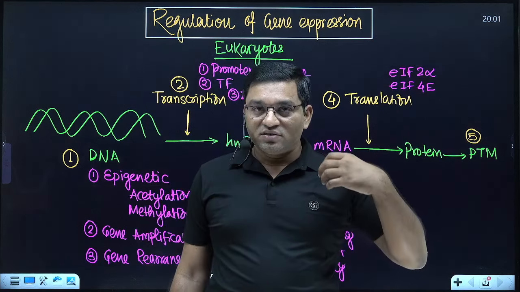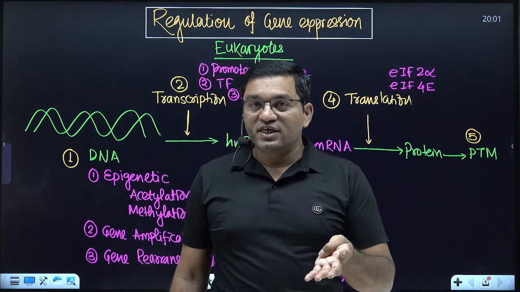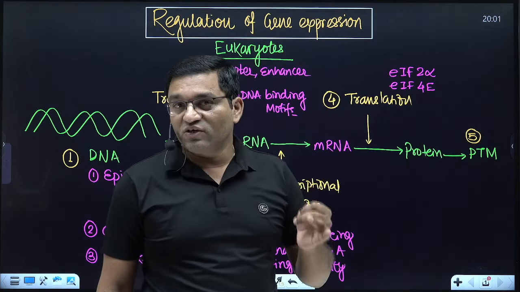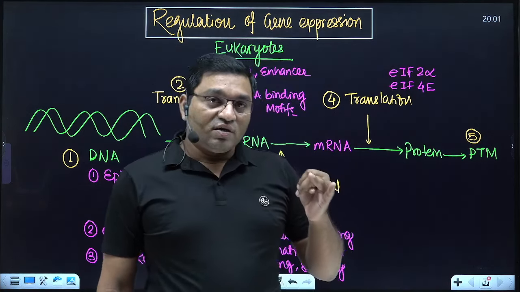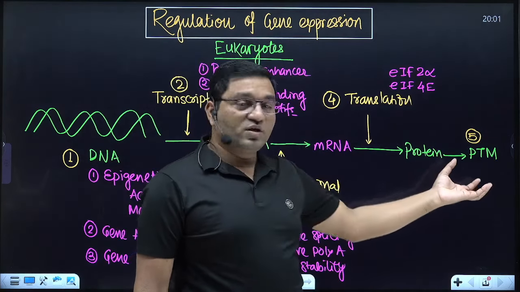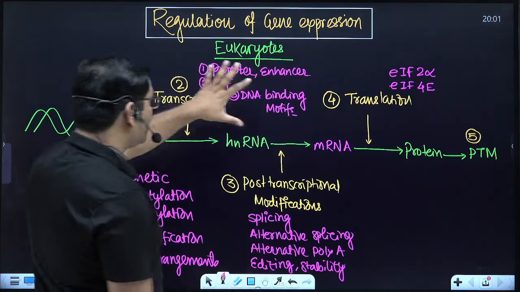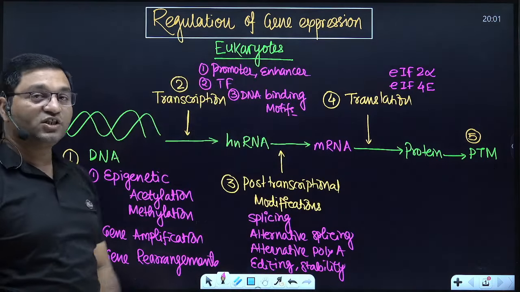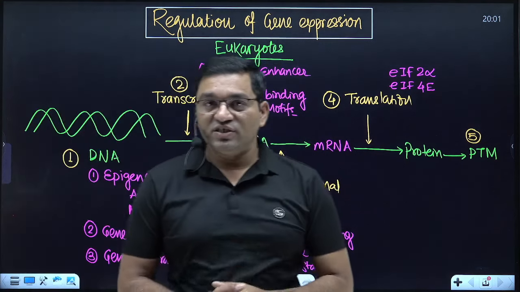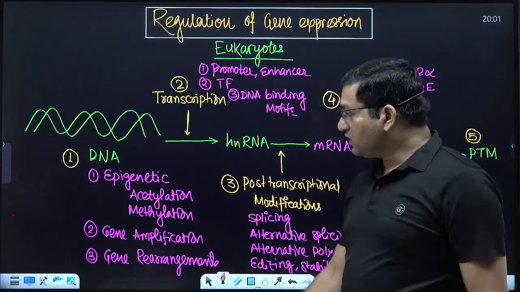It is involved in the post-translational modification. Also, there is covalent modification in the form of glycosylation, addition of prosthetic group, hydroxylation, gamma carboxylation, isoprenylation. So different post-translational modifications are there which regulate the protein synthesis. But these are the major mechanisms which are involved in the regulation of eukaryotic gene expression. Now one by one we'll discuss.